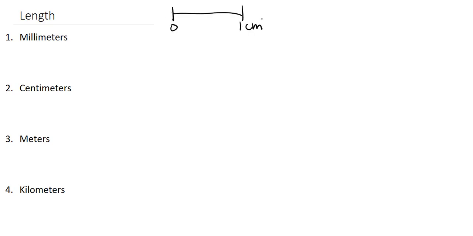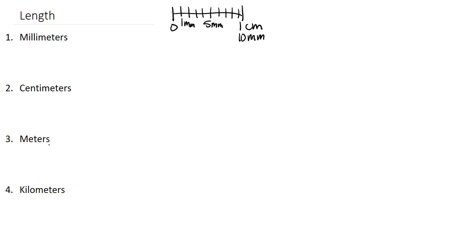you can say you have 0 to 1 centimeter, right? And then this is broken down into 10. So 1, 2, 3, 4, 5, 6, 7, 8, 9, 10. Each one of these would be 1 millimeter. 2, 3, 4, 5. Let's say this is 5 millimeters. And that's equal to 1 centimeter. So that's also 10 millimeters. So there are 10 millimeters in every centimeter.